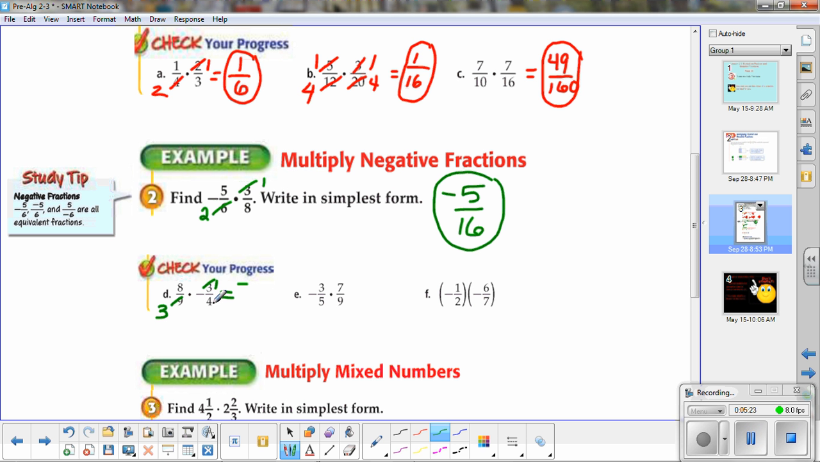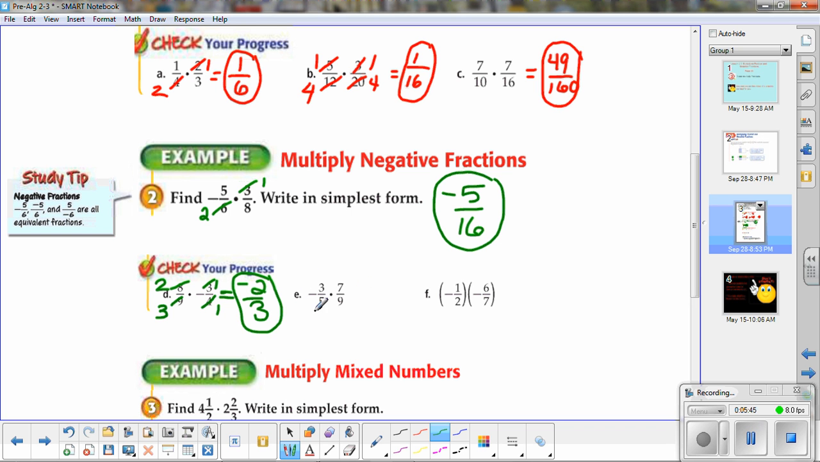I can also simplify the 8 and the 4 because they can both be divided by 4. 4 goes into 4 once. 4 goes into 8 twice. Now go ahead and multiply. 2 times 1 is 2, and 3 times 1 is 3. Negative 2/3 is the answer.